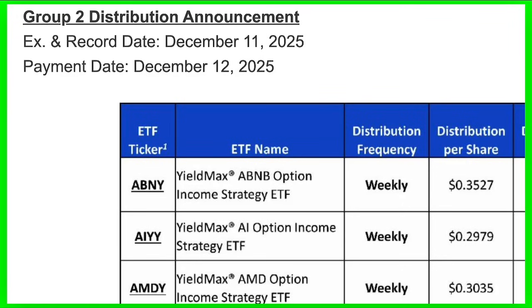Today, YieldMax ETFs announced a distribution for Group 2. Group 2, of course, includes MSTY. Ex-date and record date is December 11th, which is tomorrow, and payment date is December 12th, Friday. So you have to have owned these shares before December 11th, otherwise you are not going to receive distributions.